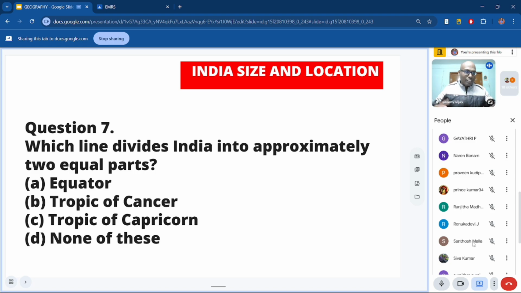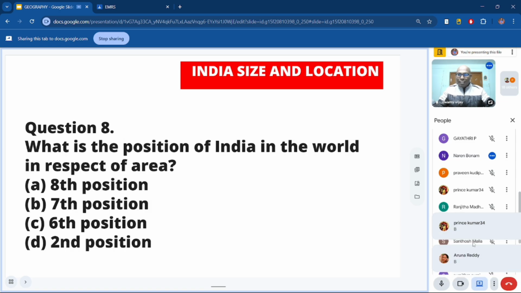Now again questions. Narendra sir, please read. Good evening, sir. Good evening, sir. Which line divides India into approximately 2 equal parts? A. Equator. B. Tropic of Cancer. C. Tropic of Capricorn. D. None of these. So the answer is Tropic of Cancer, sir. Tropic of Cancer. Good, sir. Next question, Gayatri.